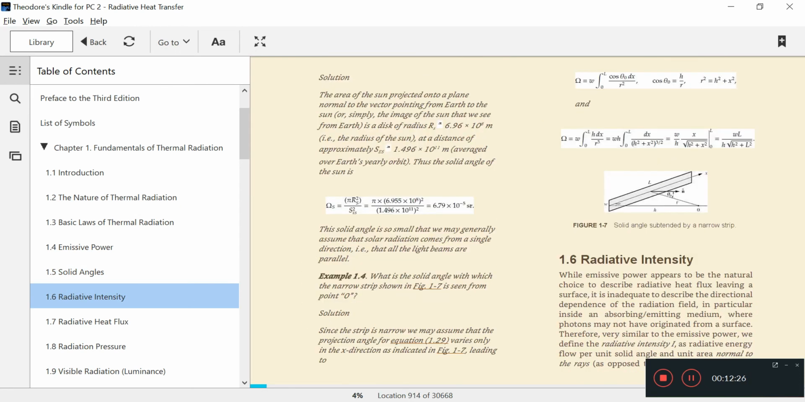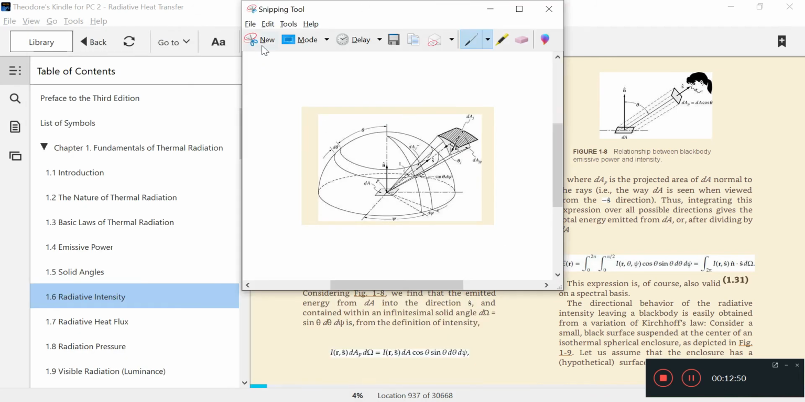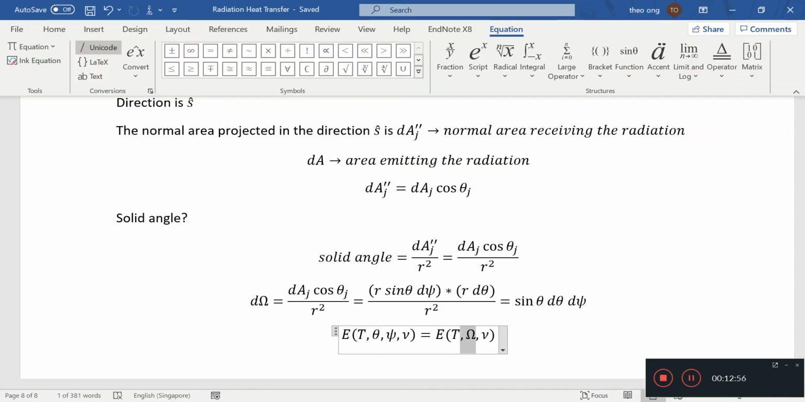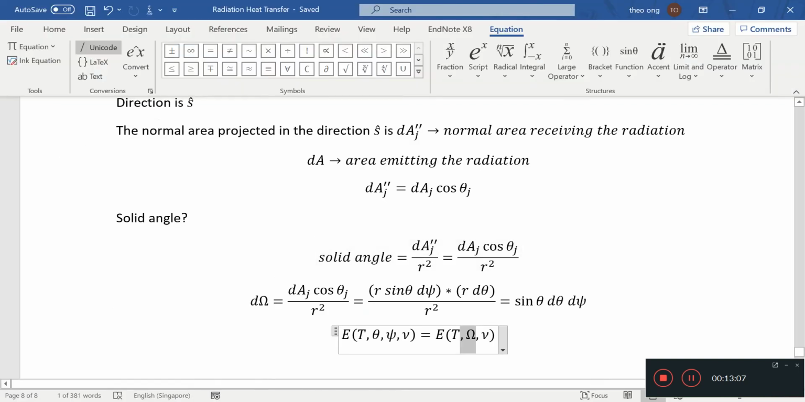So this is where we start defining things like radiation intensity. Spectral intensity, I lambda, is the radiative energy flow per unit time, per unit area normal to waves, per unit solid angle, per unit wavelength. So if you want to split it up by all of these, this is what we will use. Instead of E we use I, because instead of taking into account the whole hemisphere here, we split it up by solid angles. So instead we use I here.